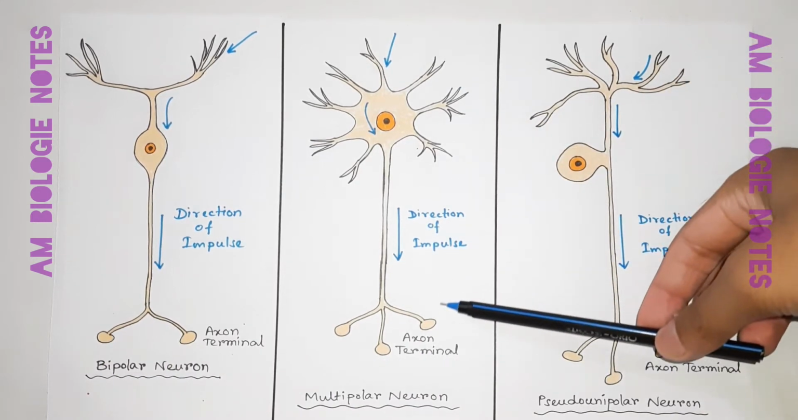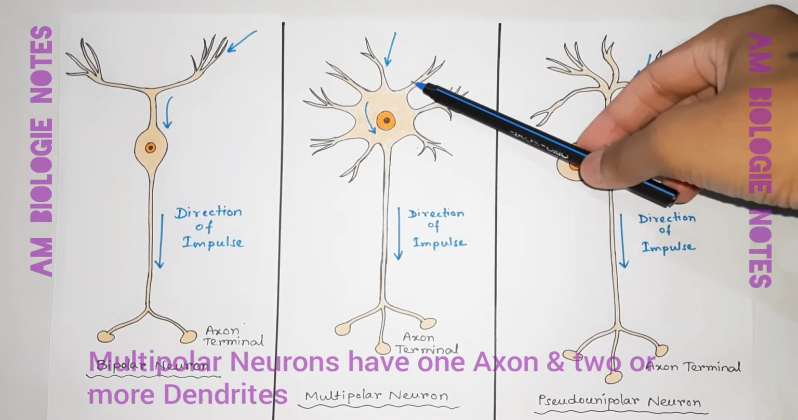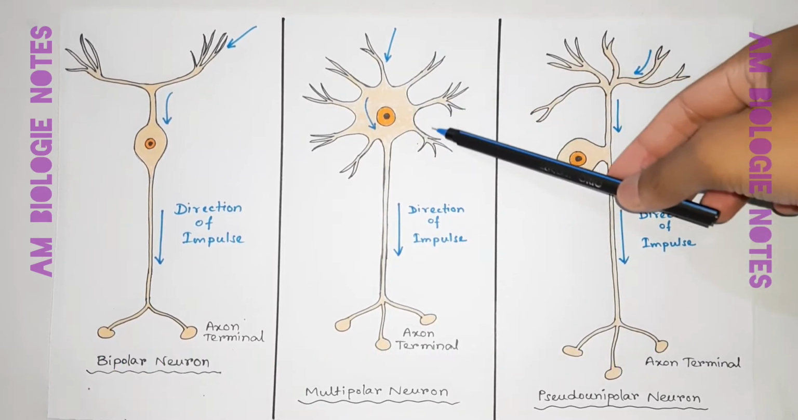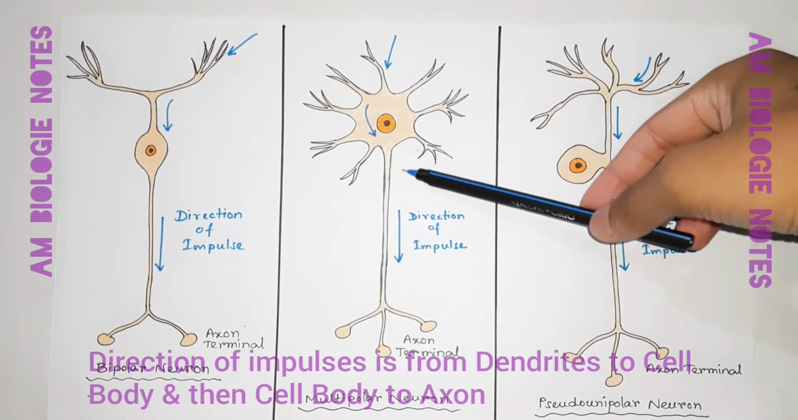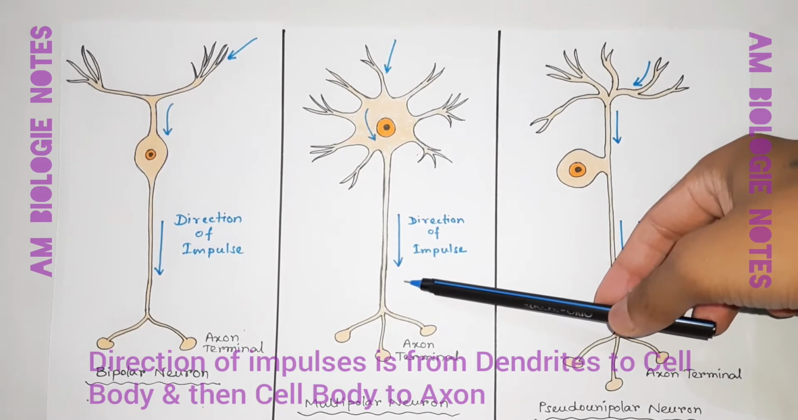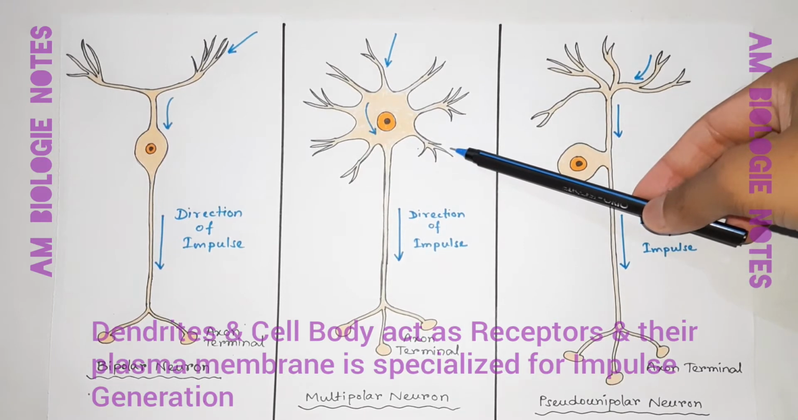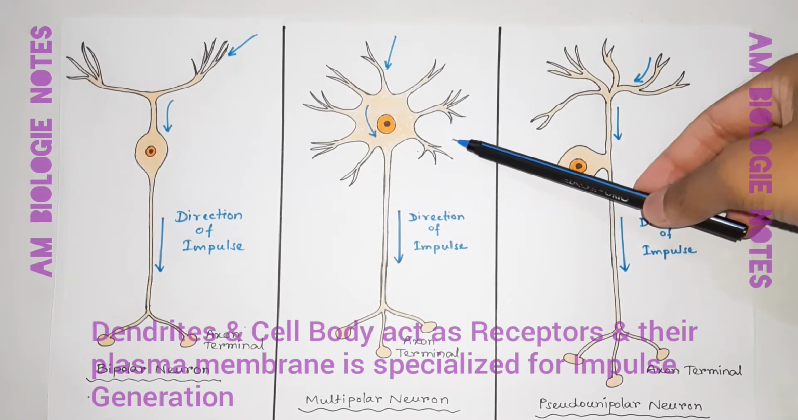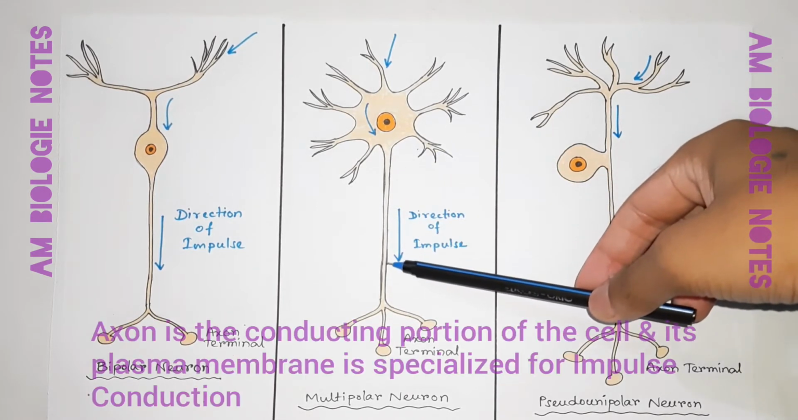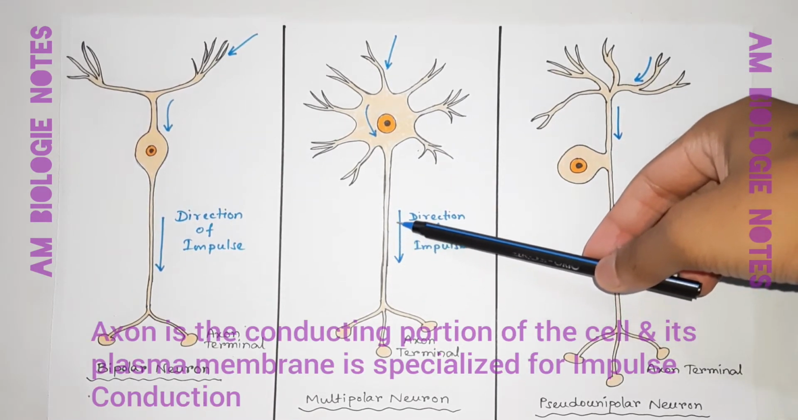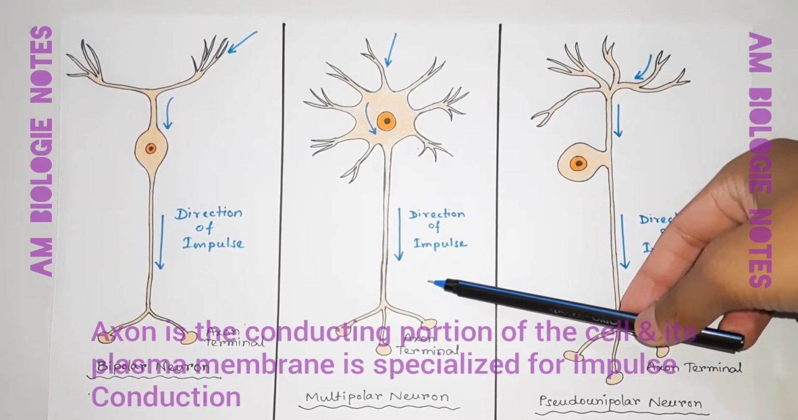This is multipolar neuron. These neurons have one axon and two or more dendrites. The direction of impulses is from dendrite to cell body and then from cell body to axon. The dendrites and cell body act as receptors of the cell and their plasma membrane is specialized for impulse generation. The axon is the conducting portion of the cell and its plasma membrane is specialized for impulse conduction.